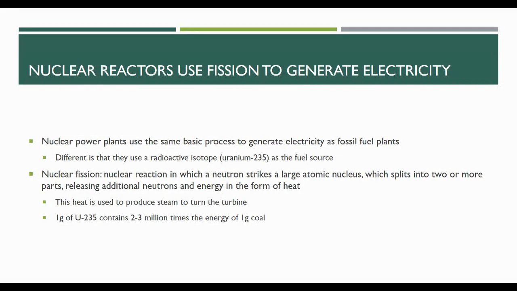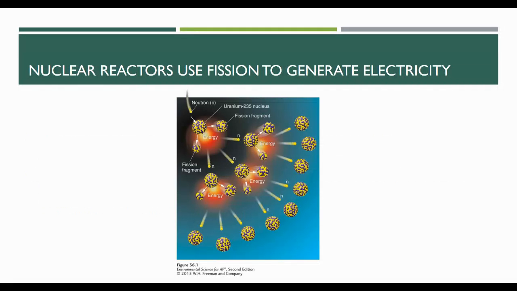One of the cool things about nuclear is that 1 gram of uranium-235 contains 2 to 3 million times more energy than 1 gram of coal. So this is a huge untapped energy resource, but there are some issues with it as well. So here's a picture of that. We have a neutron being fired very rapidly at that large atomic nucleus, which is going to split that, and then those other free neutrons are going to hit some more, and then we have all these little pieces of the original large atomic nucleus.